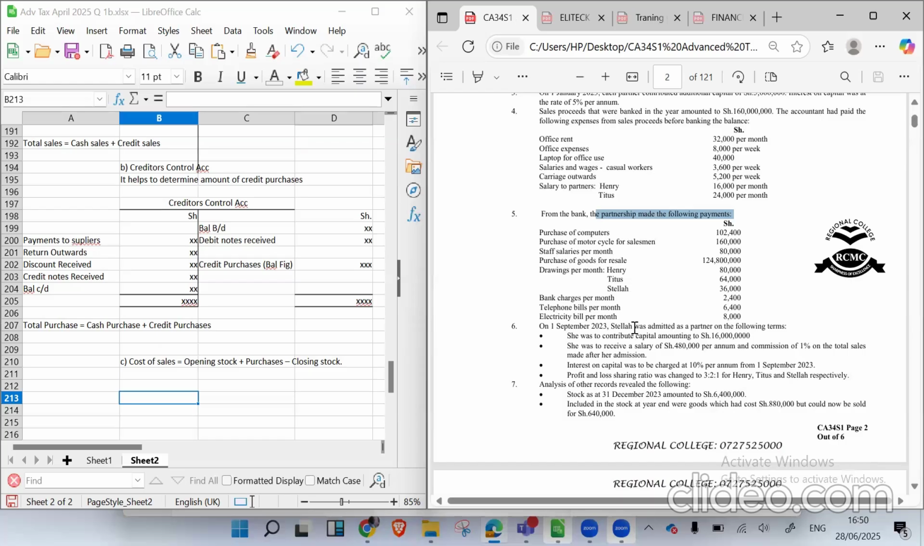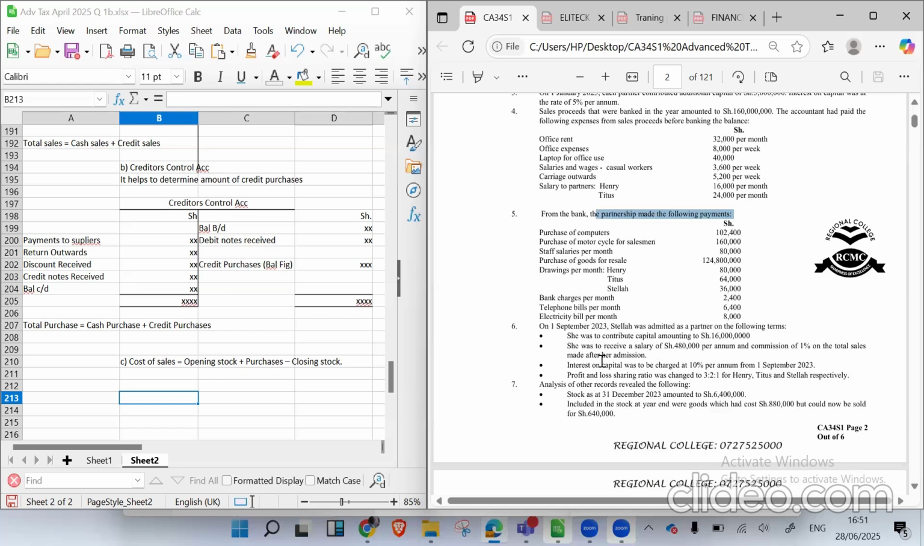So hapa tuko na biashara mbili. Stella came in, that means we have a partnership business that ran from January to August, and we have another one that ran from September to December. So she was to contribute a capital of 16 million. She was to receive a salary of 80,000 per annum and commission of 1% on the total sales made after her admission. Interest on capital was to be charged at 10% per annum from 1st September 2023. Profit and loss sharing ratio was changed to 3:1 for Henry, Titus, and Stella respectively.